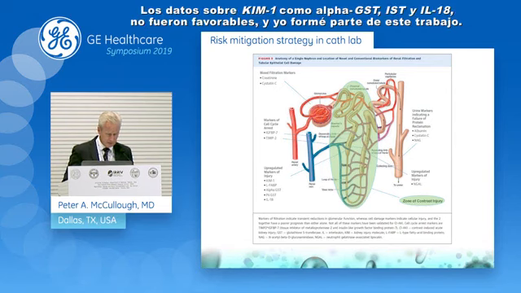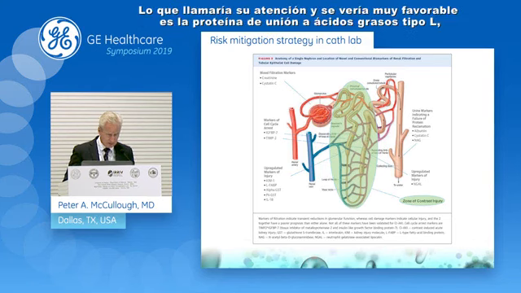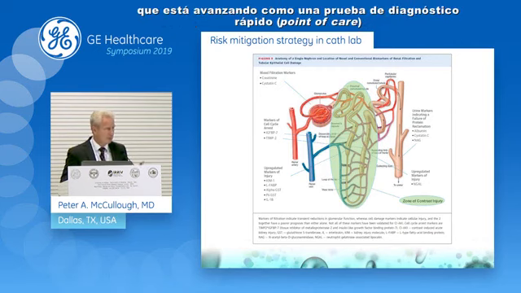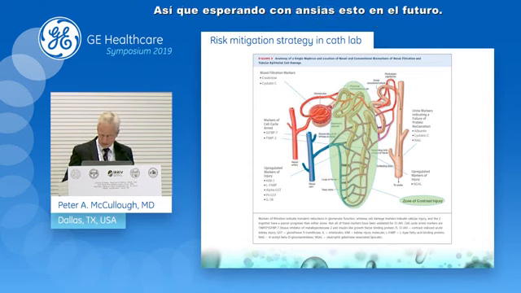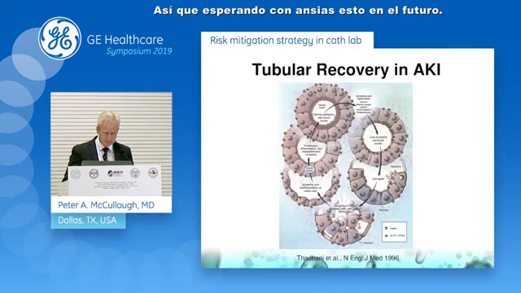Data with respect to KIM-1 as well as alpha-GST, pi-GST, and IL-18 have not been favorable, and I've done some of this work. The one that I would call your attention to that looks quite favorable is L-type fatty acid binding protein, and this is moving forward now as an acute point-of-care diagnostic test for contrast-induced acute kidney injury in pivotal studies being undertaken in Japan. So look forward to that in the future.